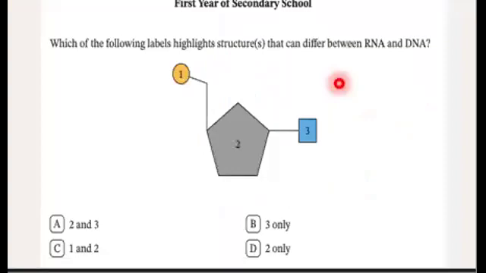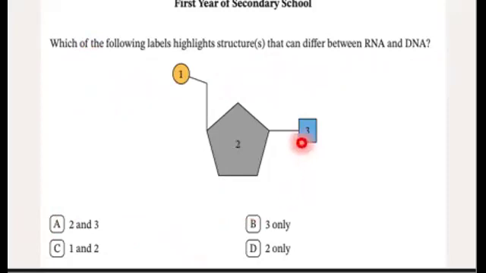Here we have some questions we're going to answer. The first one: which of the following labels highlights a structure that can differ between RNA and DNA? A, 2 and 3. B, 3 only. C, 1 and 2. D, 2 only.